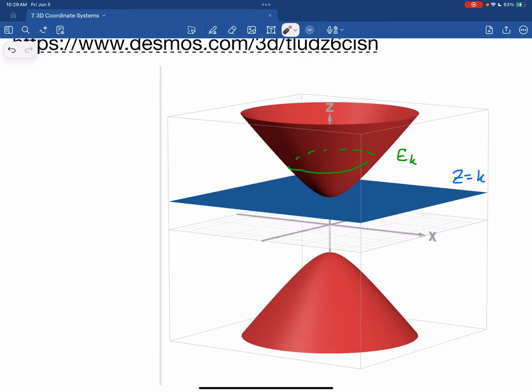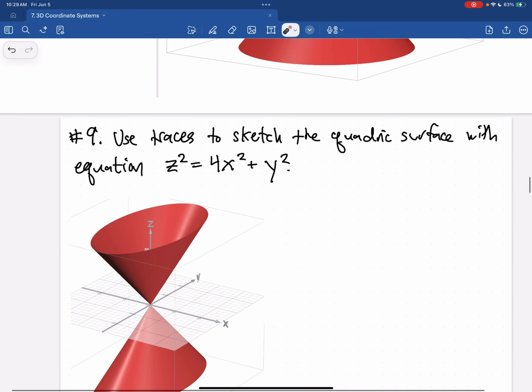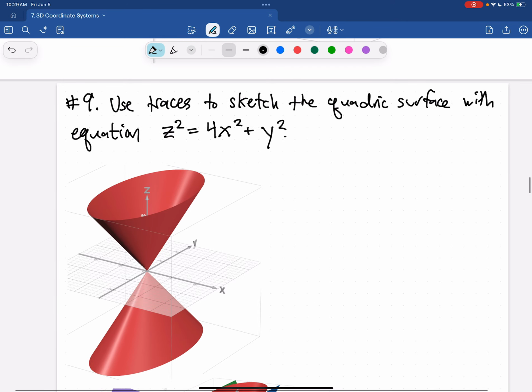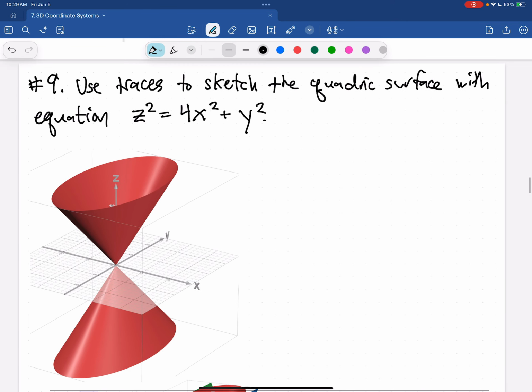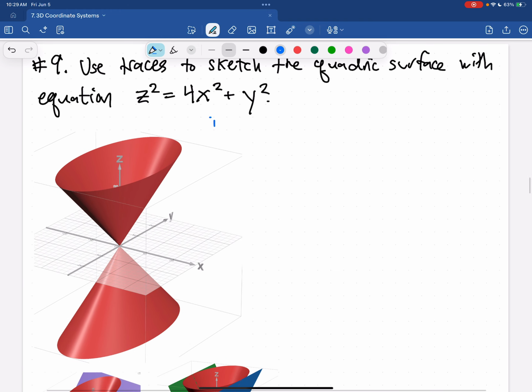Okay, and then now we're on to our very last quadric surface. Here we've got the equation z squared is equal to 4x squared plus y squared. Same steps as before for our traces. Let's see what happens when x is 0.